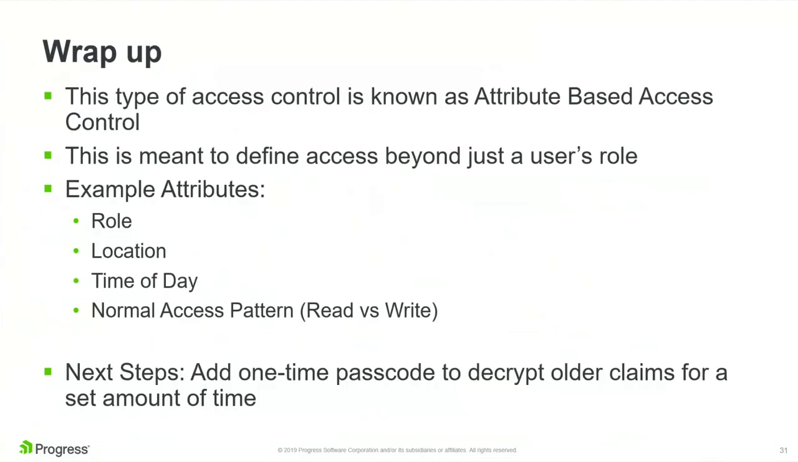So this type of access control is known as attribute-based access control, meaning that, yes, we take the user's role into consideration, but we look at other attributes, things like location, time of day, normal access pattern, whether it's read or write.